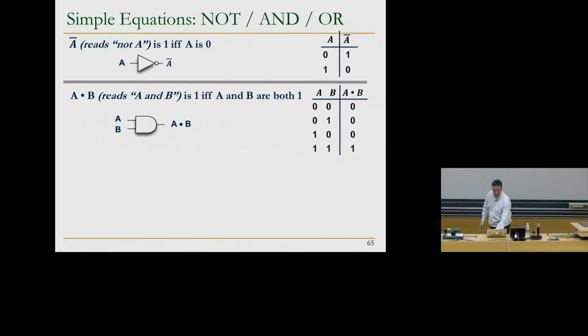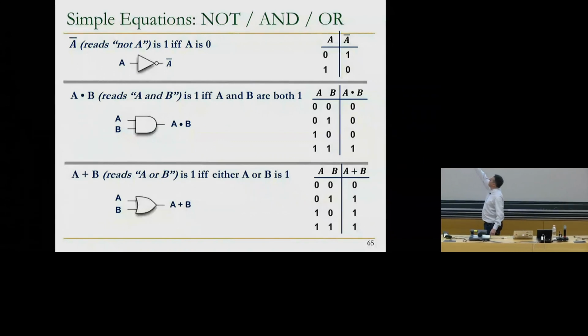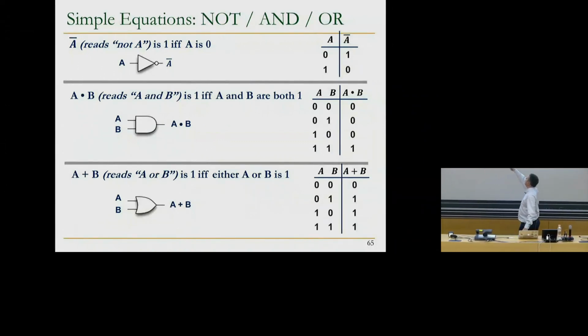So we have the AND gate. We also have the OR gate. And you can imagine if this is like a multiplication operation, this is like an addition operation. So it's A or B. And the result is 1 if either A or B is 1.